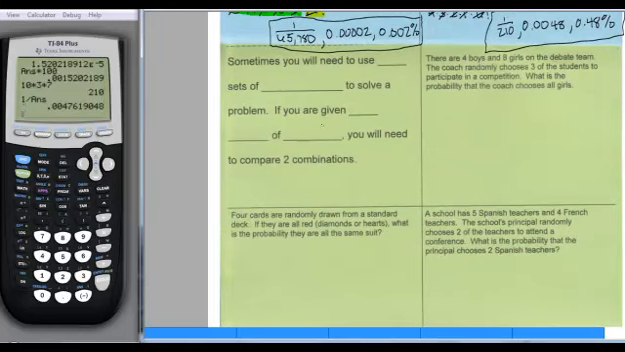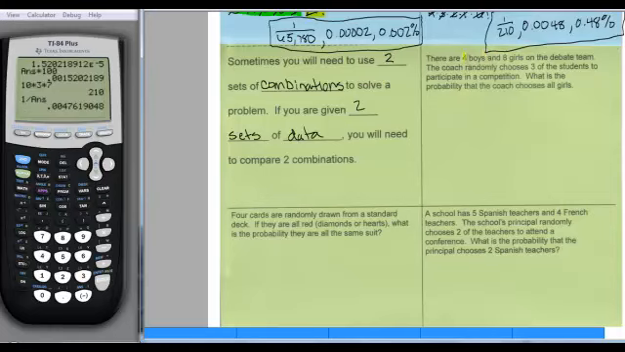Next, we're going to do more than one combination, so sometimes you will need to use two sets. Where's my dot? There it is. Two sets of combinations to solve a problem. If you are given two sets of data, you will need to compare two combinations.